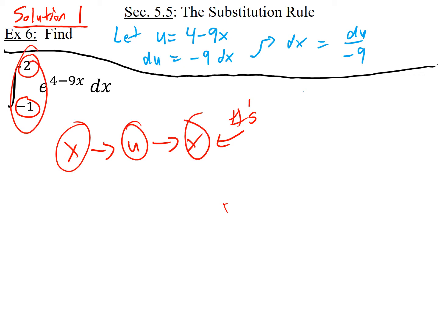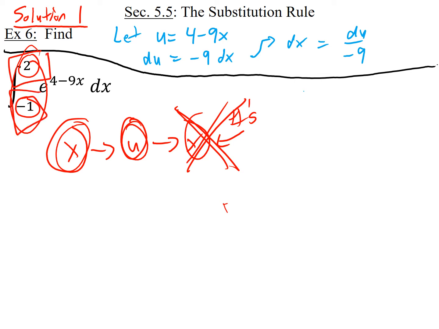And then the second way of doing it, which we'll do after, is you're going to go from x world to u world. You're never going to go back to x world, but you're going to change these numbers. These numbers will change to other numbers. Okay, anyway, so let's do it the first way. X world to u world, back to x world, and then plug in the numbers, the negative 1 and the 2.